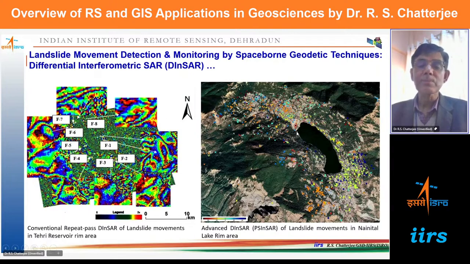This is the classical interferometric SAR. Whereas in case of Nainital Lake, which is a natural water body, we can see in some of the locations it is showing land surface deformation. So you can see here there are movement directions. Based on the direction of the movements, the color has been assigned from red to blue. In some cases, it is moving towards the satellite. In another case, it is moving away from the satellite.